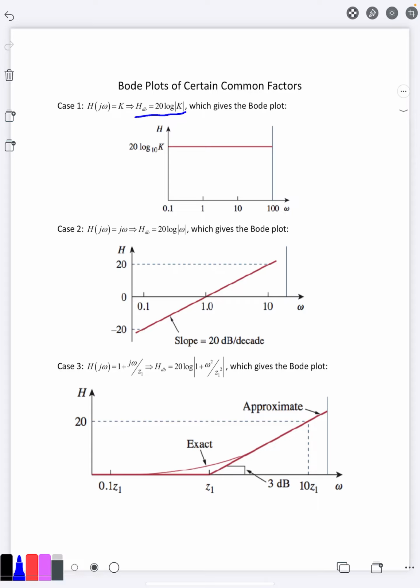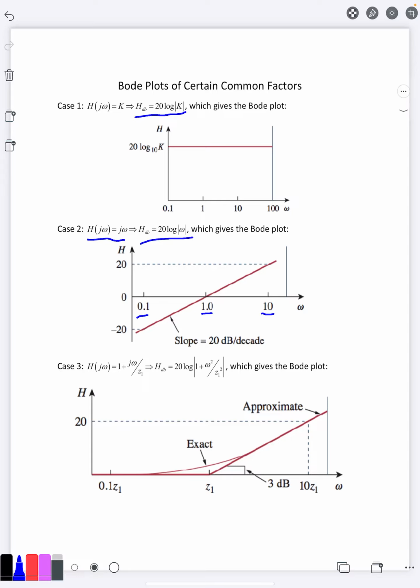The next one is the linear term by itself, where your H of j omega is just j omega. Then when you go ahead and find your decibel formula for that, you get 20 log of omega. Now, if you drew that on a regular scale, that would absolutely not be a straight line. But in terms of log omega, since we're using a logarithmic scale on the x-axis here, and you can see one hash mark is 0.1, the next hash mark is 10 times that, the next hash mark is 10 times that, the next one would be 100, and so on.